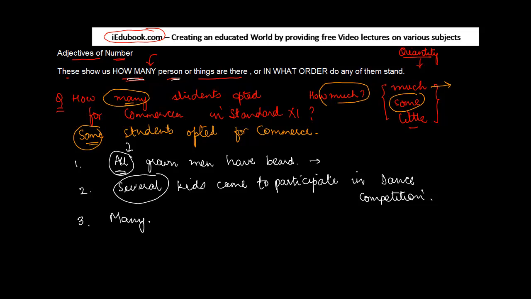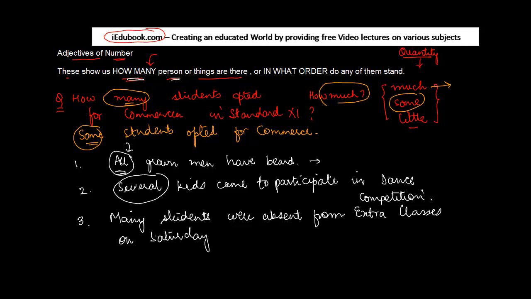Many students were absent from extra classes on Saturday. The word many is an adjective. Why? Because it is describing the students, which is the noun. And it's answering the question, how many?